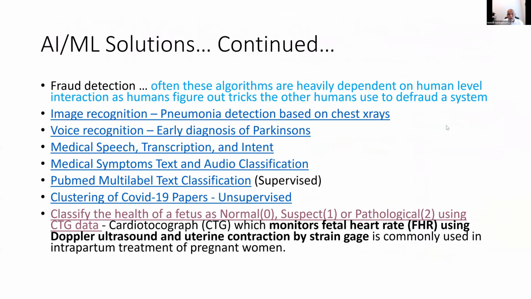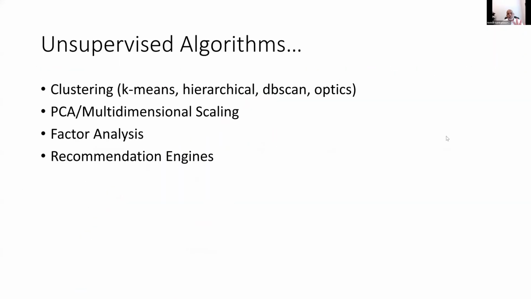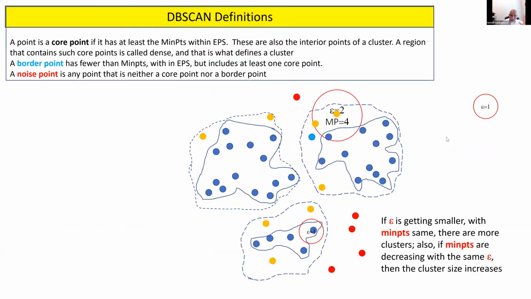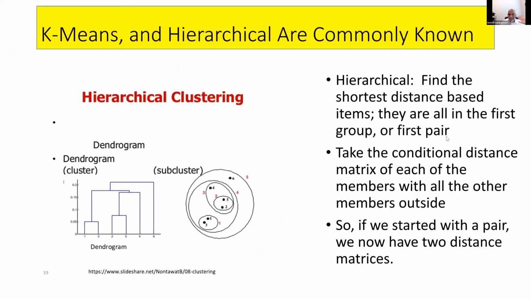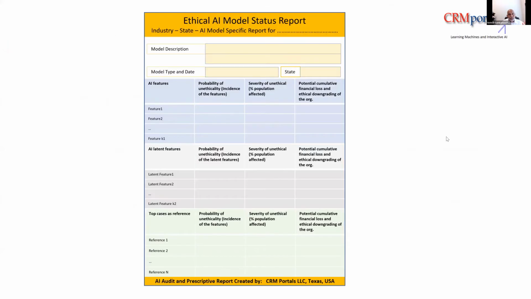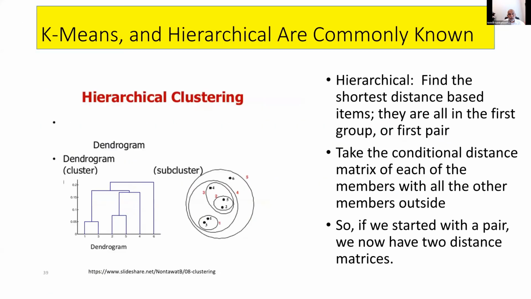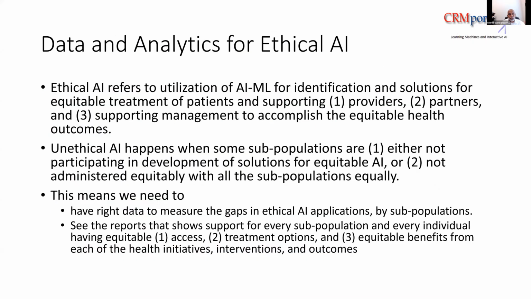So let's go to, so I kind of covered cluster analysis now. Is there any question on cluster analysis or dimensionality reduction? It's a good time to ask that question. Okay. So with that, I want to move to data and analytics for ethical AI. Okay. How are we doing? We're good.